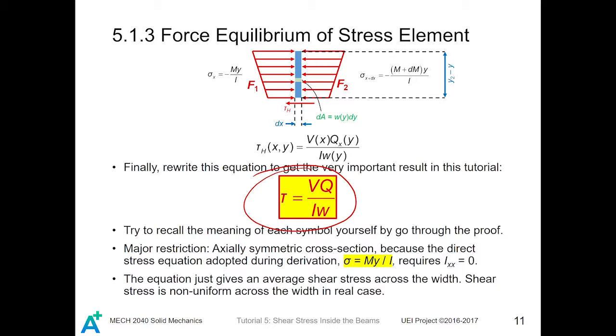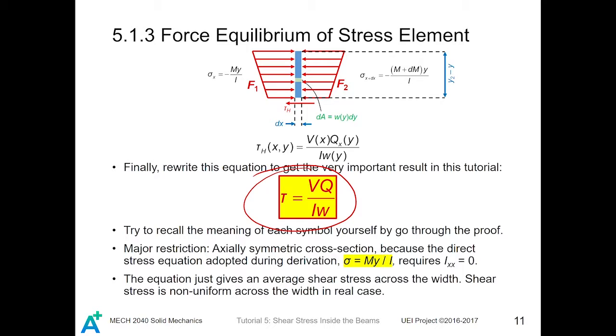If you didn't go through the proof I just went through, then you would have trouble understanding all the terms inside this formula. What is tau? What is V, and especially what is Q? Q is a very strange quantity that you need to think about. And the moment of inertia, I believe you have already learned how to compute it in the previous tutorials. w is the width. After going through all those proof steps in the previous slides, I believe you are now familiar with this equation.